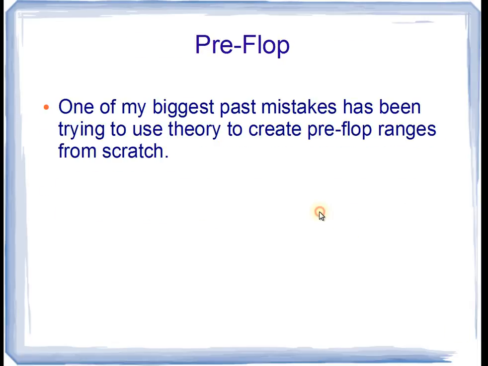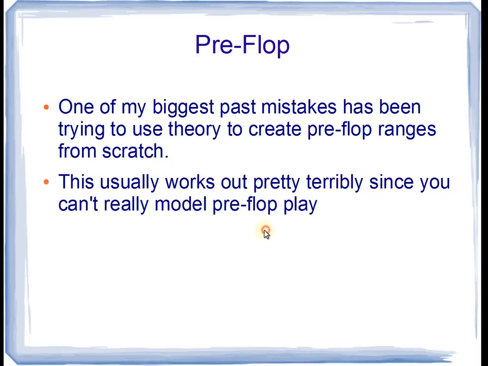Pre-flop. One of my biggest past mistakes has been trying to use theory to create pre-flop ranges from scratch. This usually works out pretty terribly since you can't really model pre-flop play. And when I say it works out pretty terribly, I mean if you were to use just theory to make pre-flop ranges now, you'd make ranges a lot worse than the good players are currently using. Obviously, if you look at ranges now compared to 6 years ago, they look completely different, but using theory alone to make pre-flop ranges now does not work out very well.